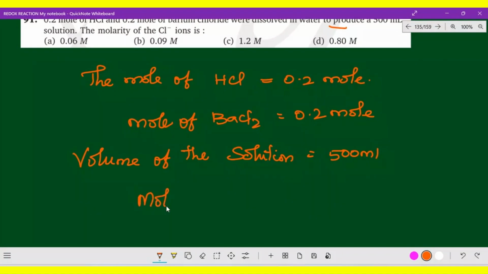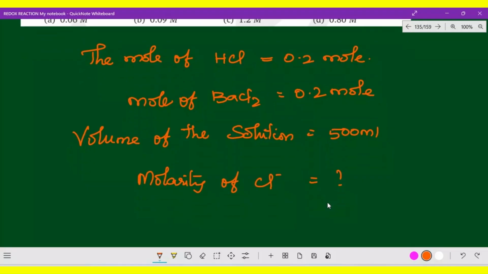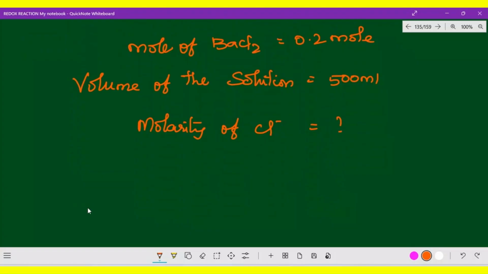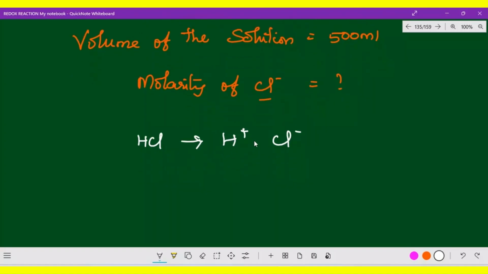Right, now here we have to find out the molarity of Cl minus ion. How much? That is the question. Now when we write the equation, we can easily identify the moles of Cl minus. HCl, when we separate it, gives H plus and Cl minus. Now HCl, how many moles are there? Here 0.2 mole. And Cl minus, how many moles did you get? Here only 1 mole.